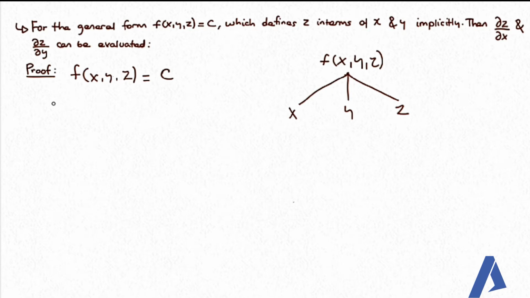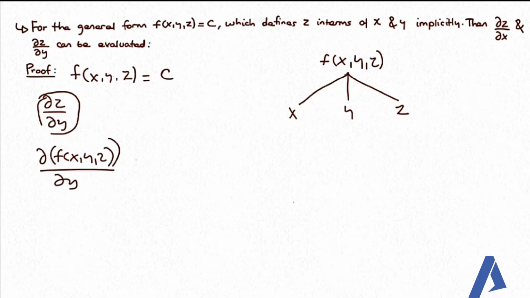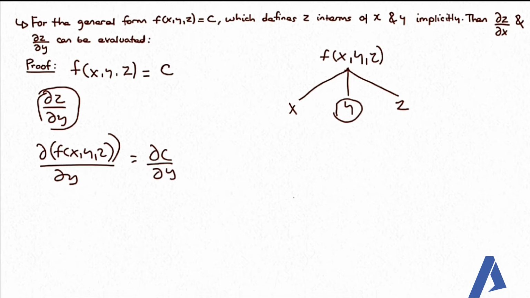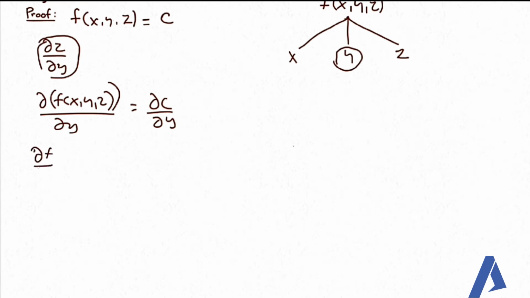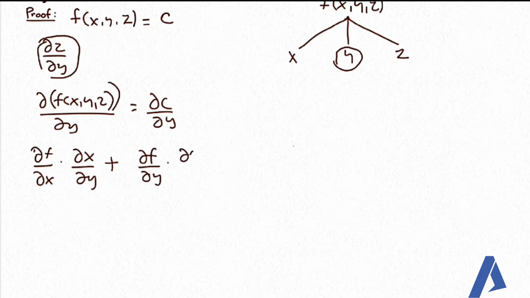ለሁለተኛው ፓርሻል ዲፍረንሺዬሽን ደግሞ which is ዴል ዜድ ባይ ዴል ዋይ ምንድነው የምናደርገው? ሙሉ ፈንክሽኑን with respect to y differentiate እናደርጋለን, which means del of f of x y z with respect to y is equal to del c by del y. እዚህ ጋር in this case ቅድም x ነበር እንደ ኢንዲፔንደንት ቫሪያብል ወሰድነው፣ አሁን ግን y እንደ ኢንዲፔንደንት ቫሪያብል እንወስዳለን። ስለዚህ using the chain rule this is the same as del f by del x multiplied by del x by del y plus del f by del y multiplied by del y by del y, because y ን independent variable ስላደረገን, plus del f by del z times del z by del y is equal to 0.